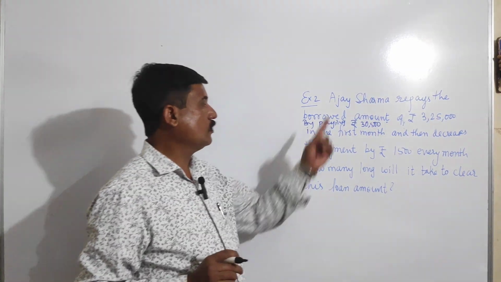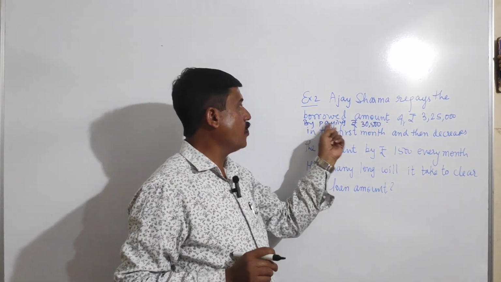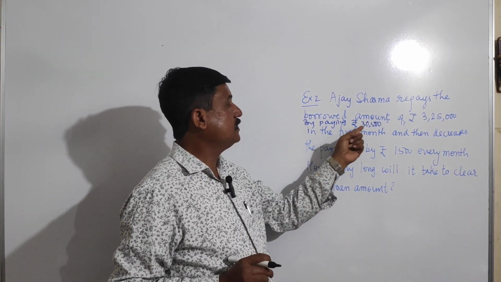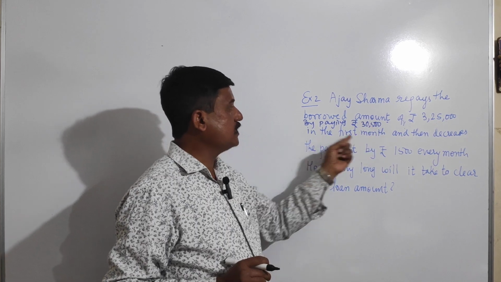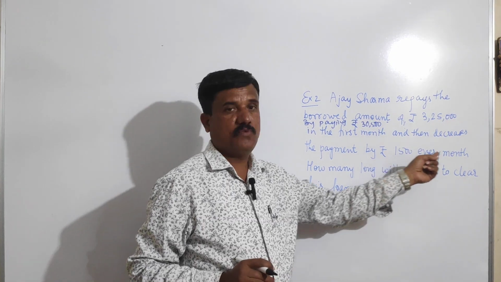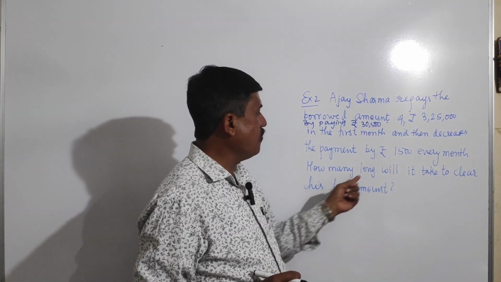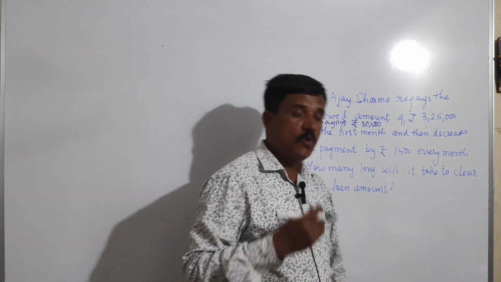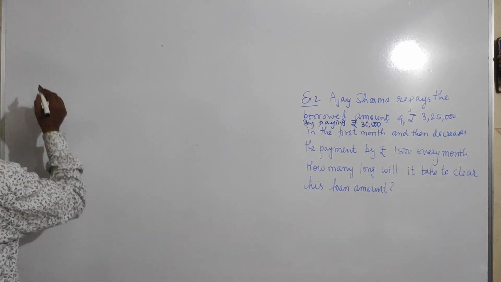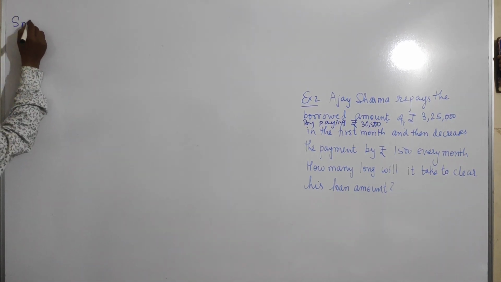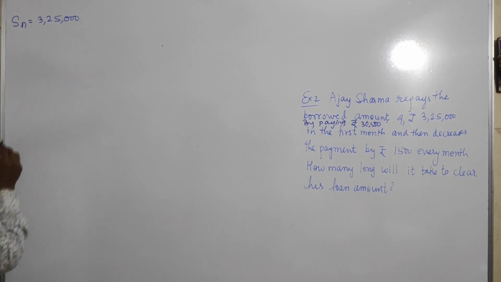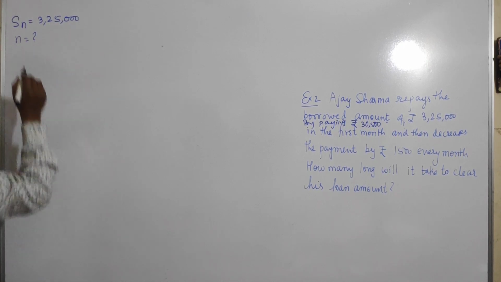Okay, here the question was missing. Ajay Sharma repays the borrowed amount of rupees 3,25,000 by paying rupees 30,500 in the first month and then decreases the payment by rupees 1,500 every month. How long will it take to clear the loan amount? How many months will it take to clear this loan? Okay, so here the value of Sn, how much is given? 3,25,000. N is not known to us. We have to find N.